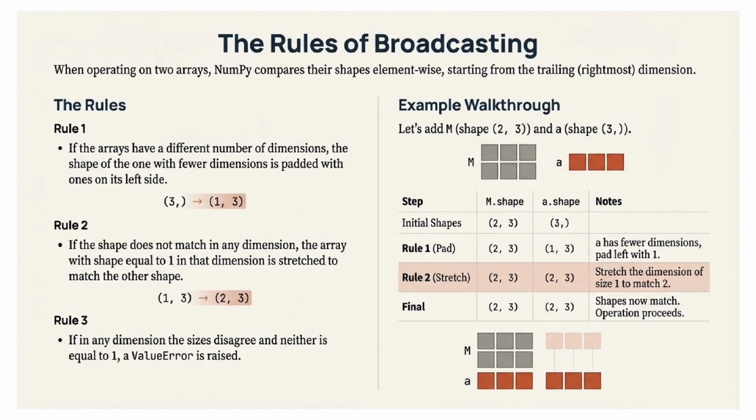Rule number 2: when comparing dimensions, if one array has size 1 in a dimension and the other has a larger size, NumPy stretches the size 1 dimension to match the larger one. Rule 3: if in any dimension the sizes are different and neither size is 1, NumPy cannot broadcast the arrays and raises a ValueError. The matrix M has shape (2, 3) and the array A has shape (3,). NumPy first treats A as (1, 3), then stretches it to (2, 3) so that element-wise addition with M is possible.